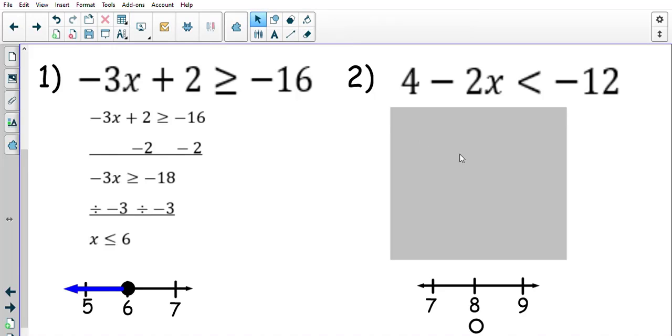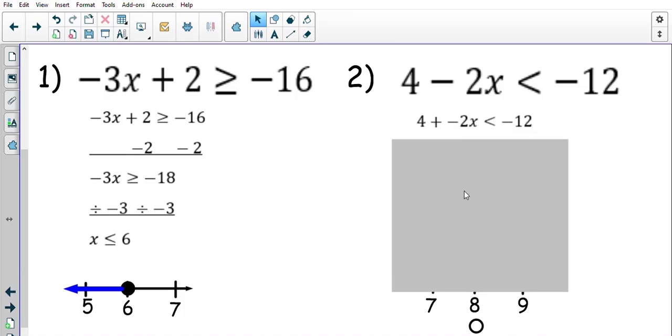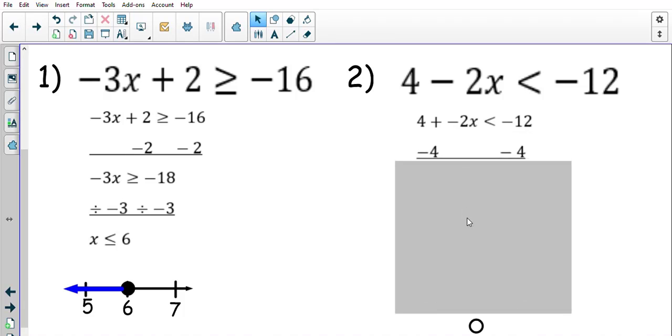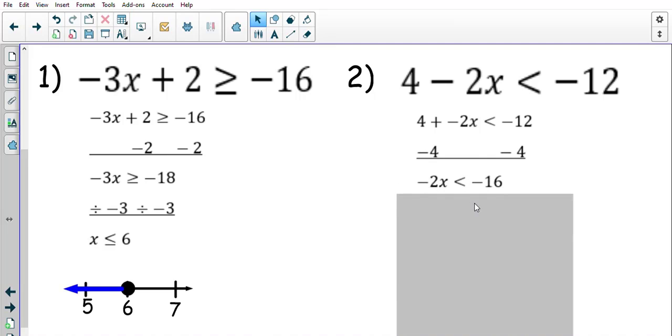Number 2, I would add the opposite and rewrite this as 4 plus negative 2x. You want to get rid of the plus 4 first, though, by subtracting 4 from both sides. That's going to get us negative 2x is less than negative 16. Negative 12 minus 4 is not 8. It's not negative 8. If you don't trust me, check the calculator.